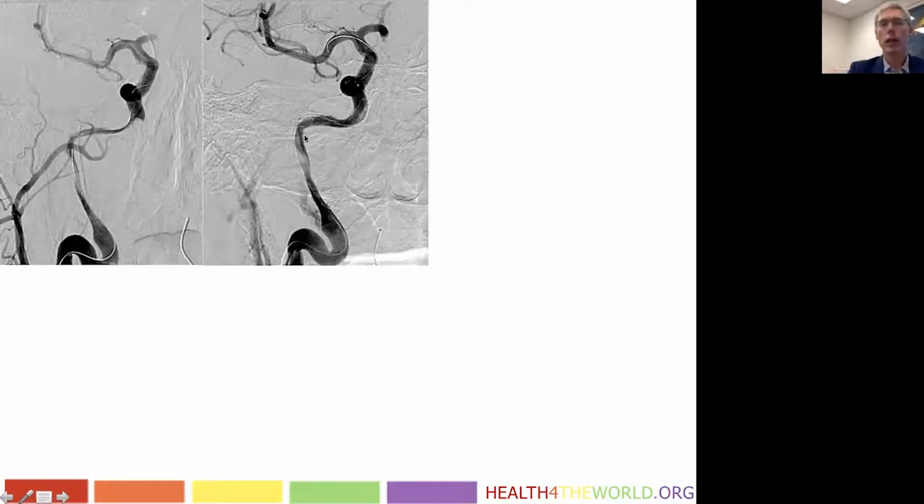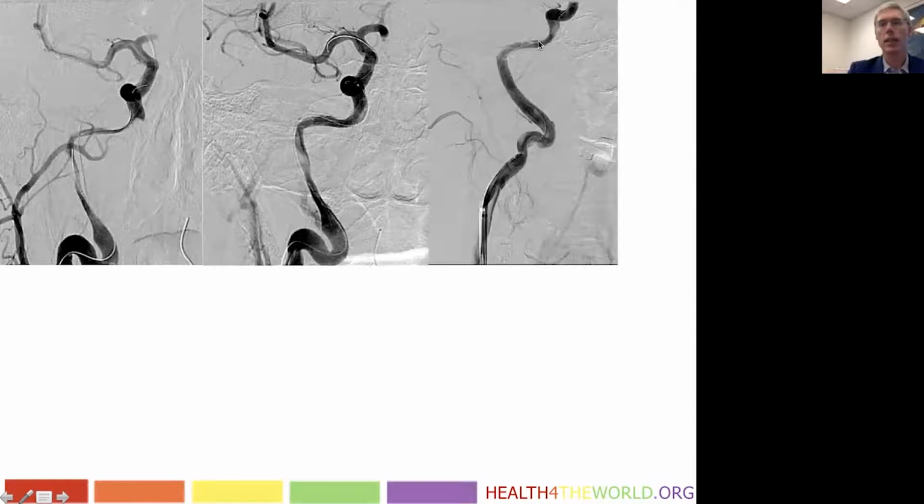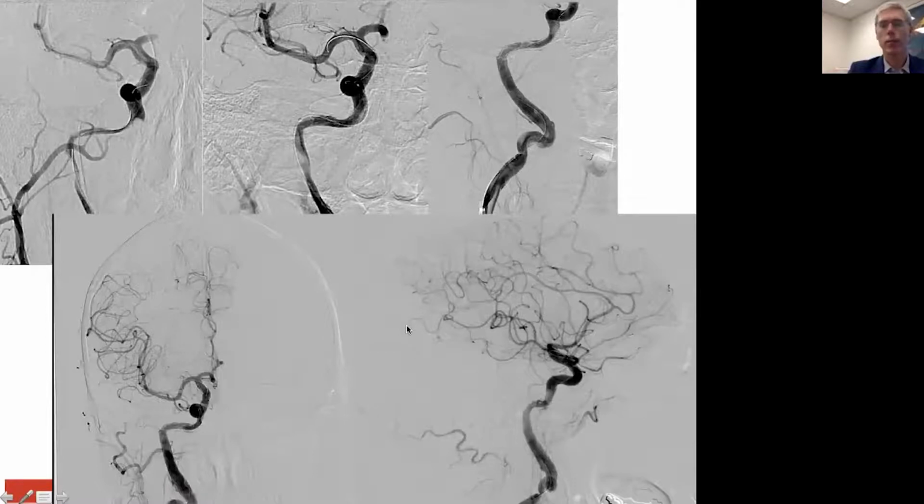We initially tried angioplasty to try to open it, but the flow was insufficient. And so we ultimately ended up putting stents in a telescoping fashion from the petrous segment down to the cervical segment. And this is what the flow looks like afterward.